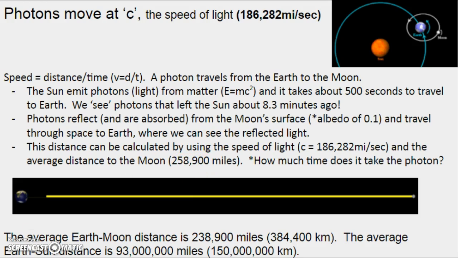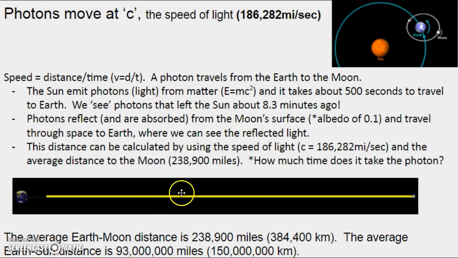239,000 miles. So when we look at how long it takes here, make sure you note that this should be 238,900 miles. That was a 5 there. That was definitely incorrect. So about 239,000 miles. So you can calculate how much time does it take the photon to travel this distance, traveling at this speed. So the average Earth-Moon distance is about 239,000 miles, and the average Earth-Sun distance is about 93 million miles.